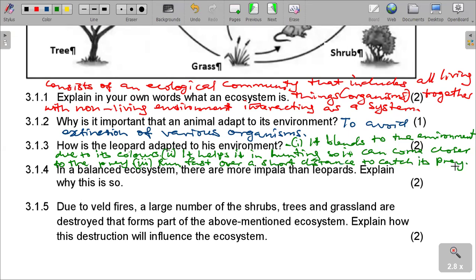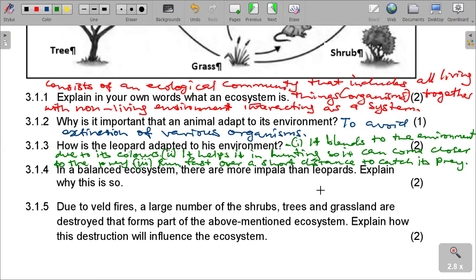So what we are saying is that any of those can help you to get the correct answer, to get the correct marks. It can run fast. It has a tail that helps it in balancing. It has a color that blends or camouflages with the environment, such that it can chase its prey faster or get closer to it without being noticed. So then it can catch it very fast.